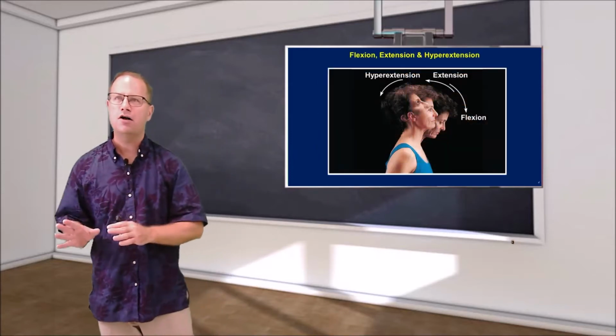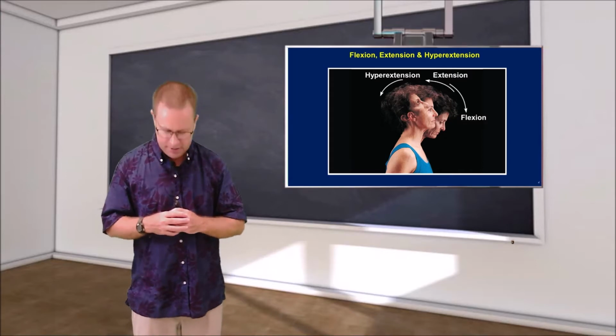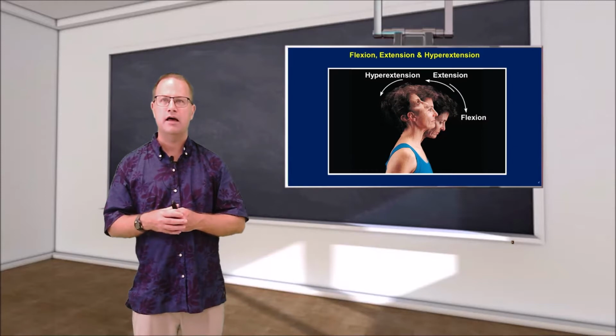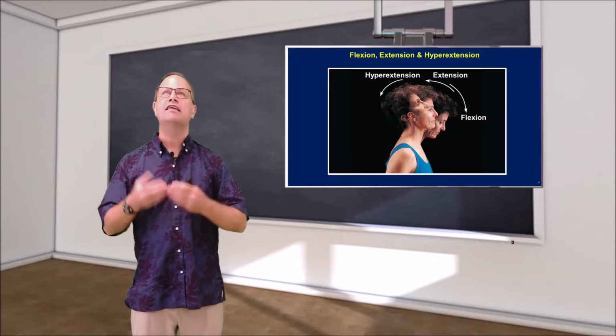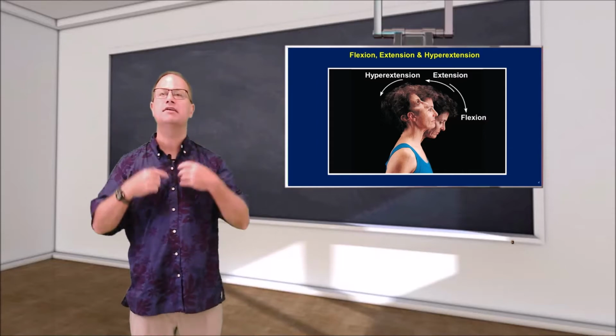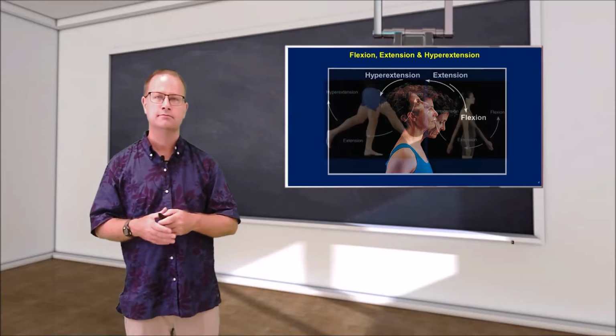All right, we can also flex and extend our spine or cervical spine. So flexion would be to go downwards like that. Extension is in our standard anatomical position. And then hyperextension would be to look way up. So again, think about where are those muscles that flex versus where are the ones that help me to extend. They tend to be on opposite sides of the joint.